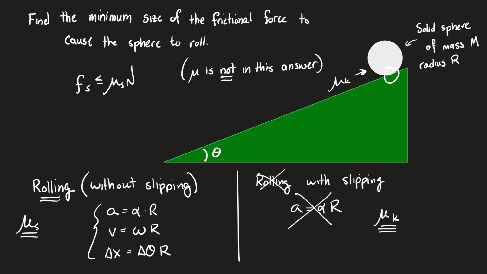So if you're asked to figure out the size of the frictional force for something that is rolling, you're going to be putting this in terms of the angle and the mass and those particular variables that you've been given. Something about the shape will probably play a role in this too.